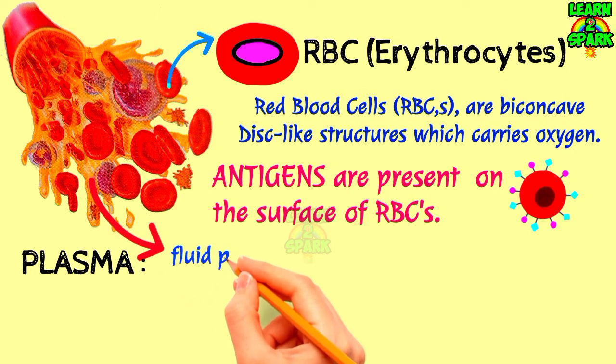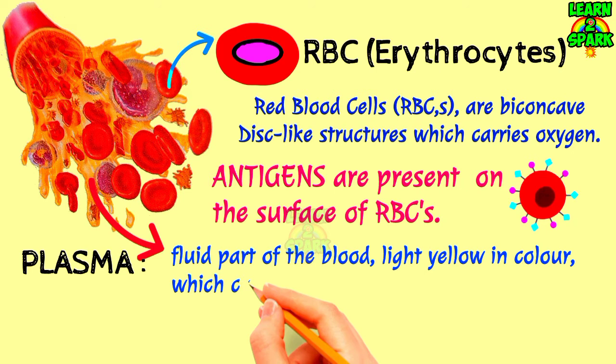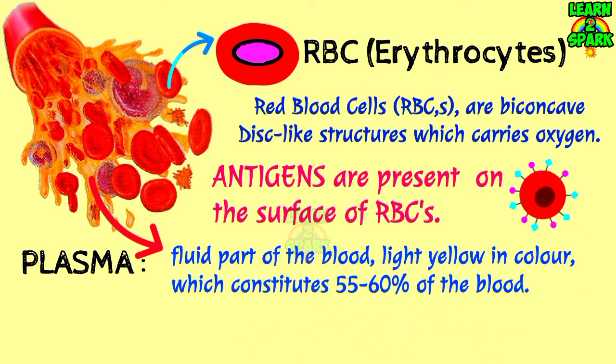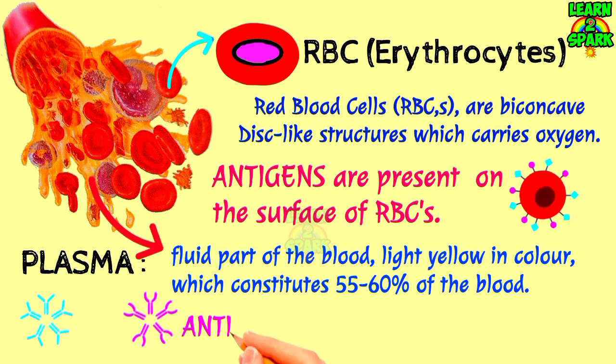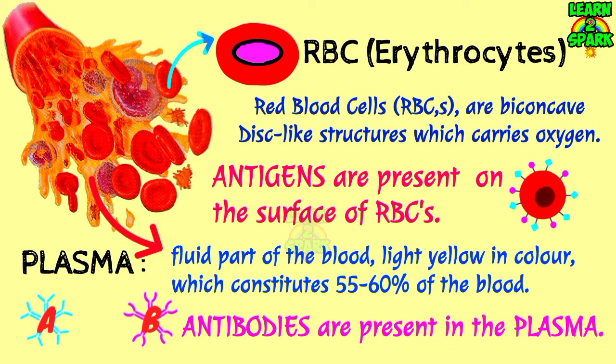Plasma is the liquid part of the blood, which is light yellow in color and constitutes almost 55 to 60% of the blood. Plasma consists of about 92% water. Generally, two types of antibodies are present in the plasma. Let's talk about antigens and antibodies in detail.